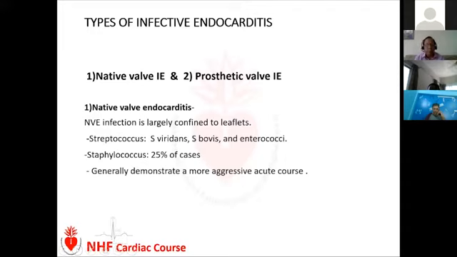Native valve endocarditis is seen in chronic rheumatic heart disease, congenital heart disease, mitral valve prolapse with mitral regurgitation, and degenerative valve disease. It is usually confined to leaflet. Offending organisms are Streptococcus viridans, bovis, and Enterococcus. Staphylococcus is also responsible for 1/4 of cases. It generally shows a more aggressive acute course.